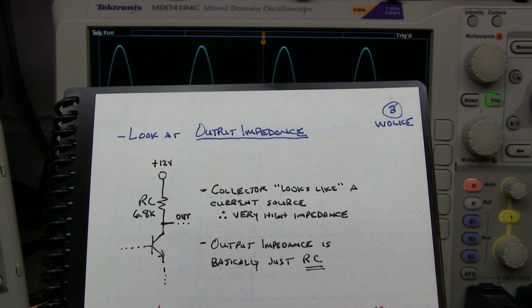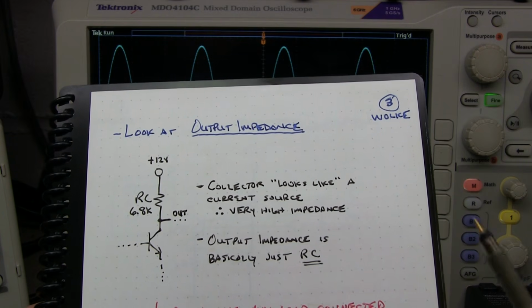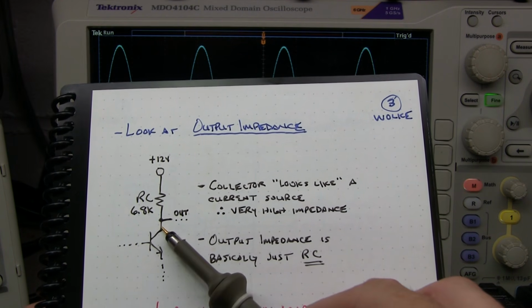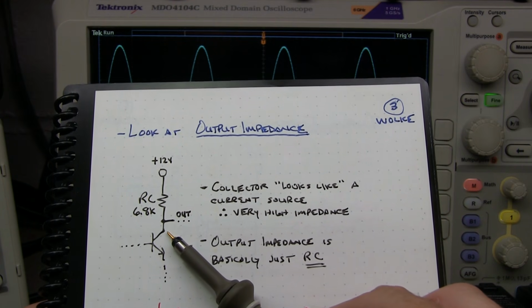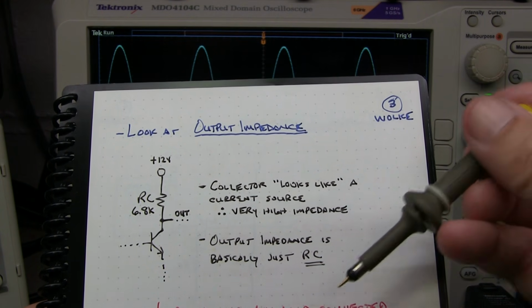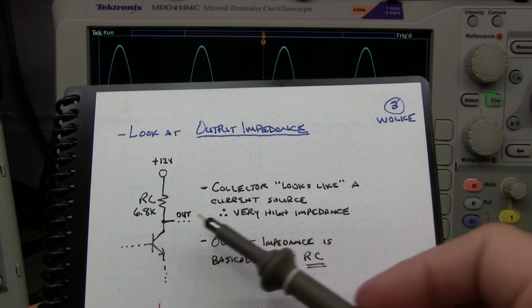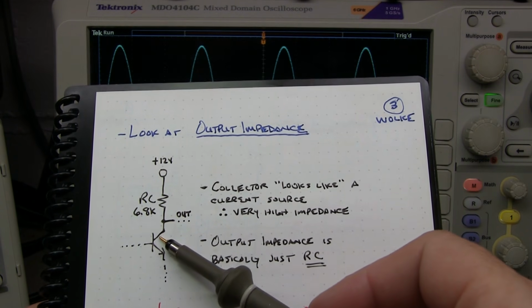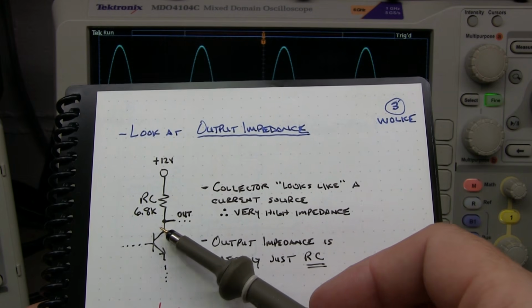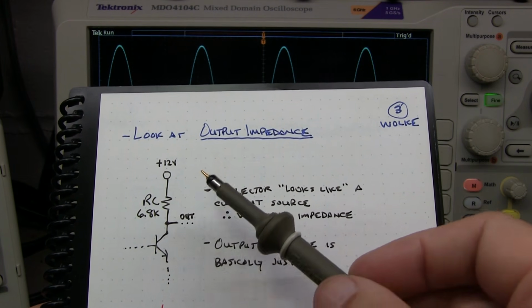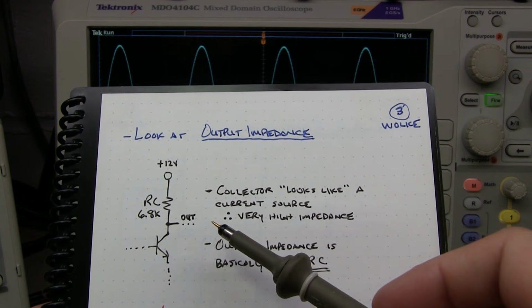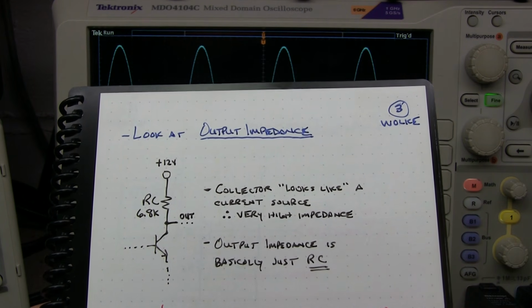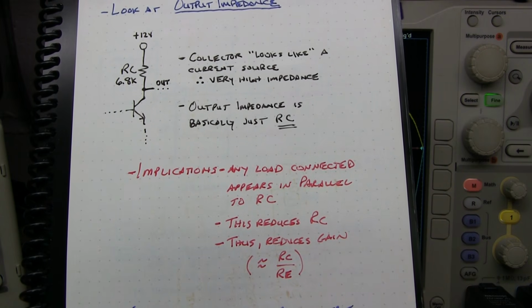So what's the output impedance of a common emitter amplifier? Well, if we take a look at it, the collector looks like a current source. Current sources are very high impedance. Again, I'll link another video down below that talks about current sources and goes into effectively the impedance of a current source. So in effect, this looks like such a high impedance we can ignore it. So what that means is that our output impedance is really just going to be the load resistance, RC. Pretty simple.